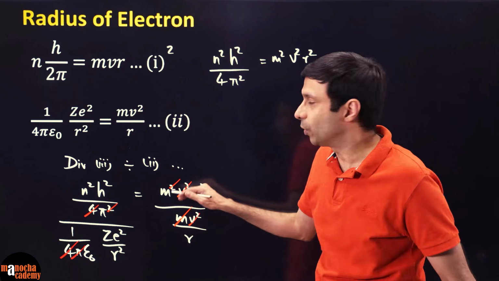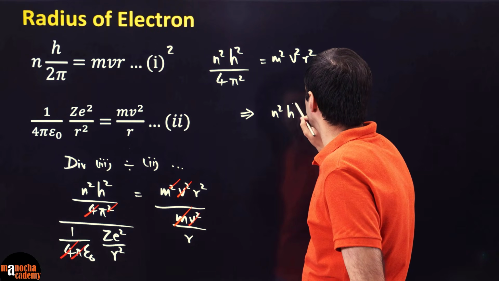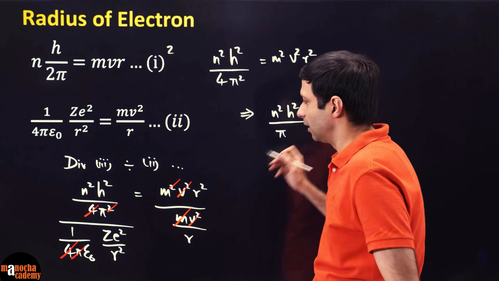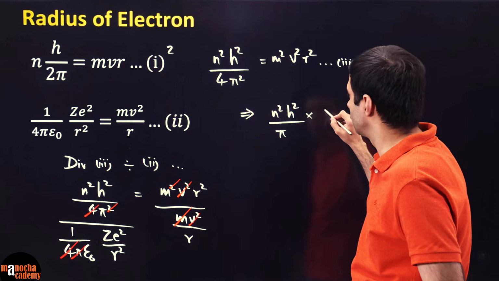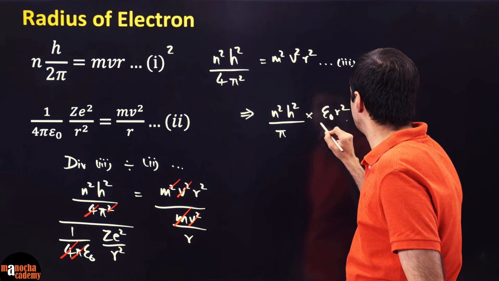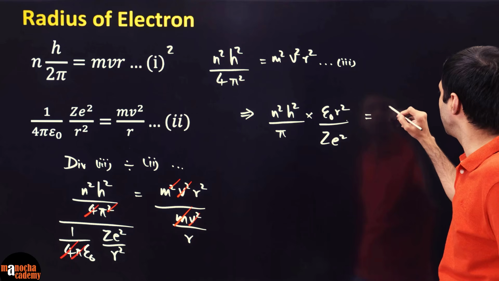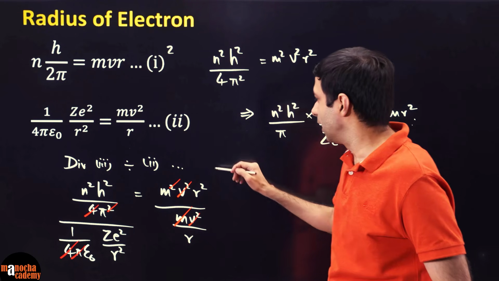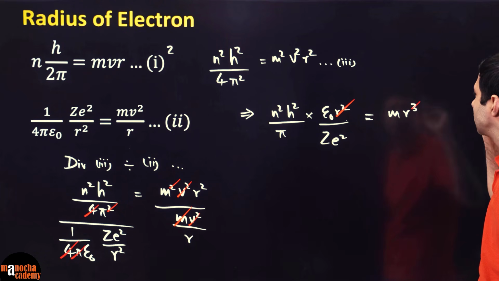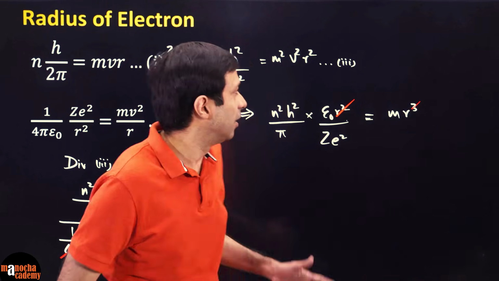So let's simplify this equation that we have over here. So we are basically getting n square h square divided by pi, and r, since we are dividing by this, we'll take the reciprocal. So this will go on top here. So we'll get epsilon naught r square divided by Z e square. And on the right hand side, what do we have? We have m r square, and this r goes on top, so it becomes m r cubed. So once again, r square and r cube will cancel, so we are just left with an r. So that's exactly what we wanted. So if we simplify this and bring r to one side, we are basically done.